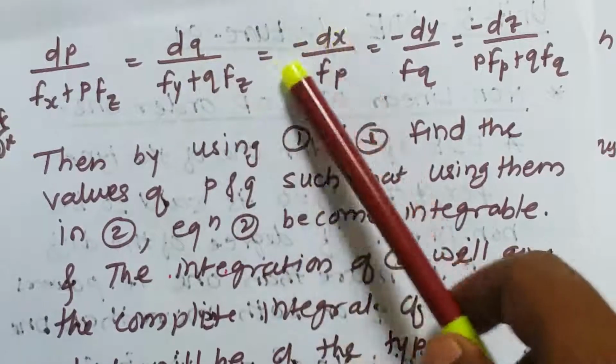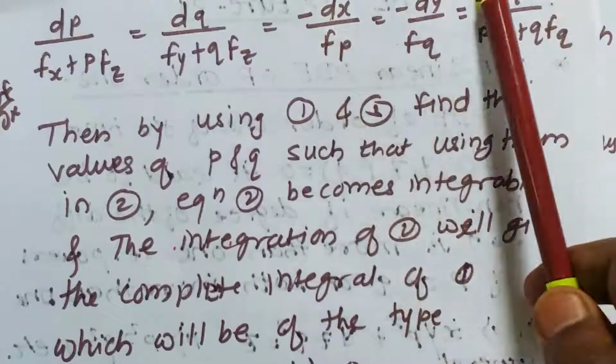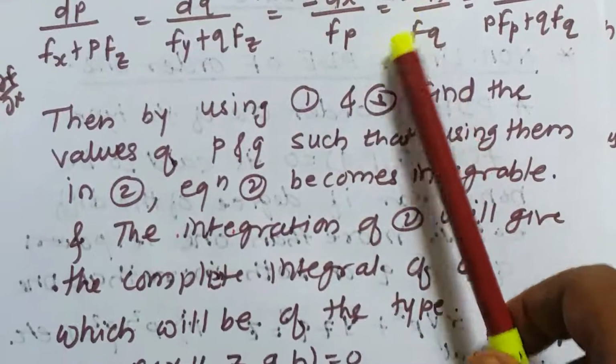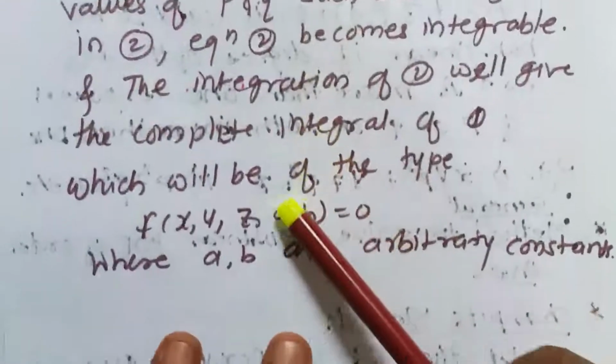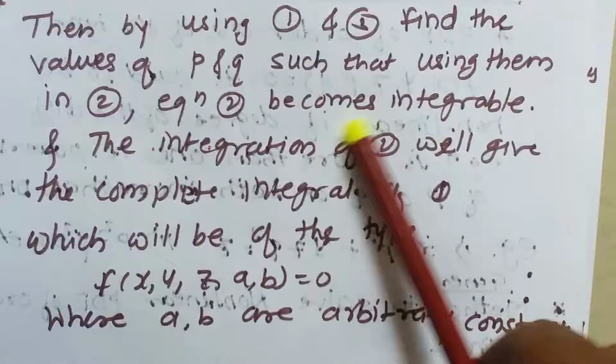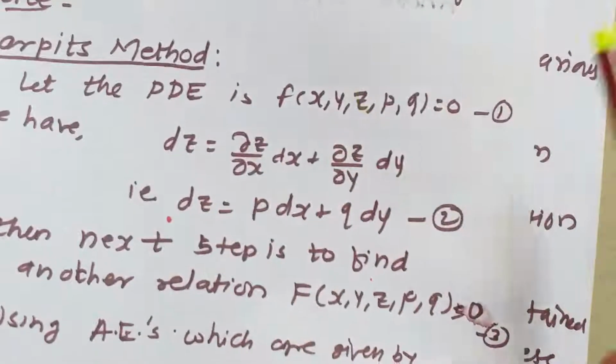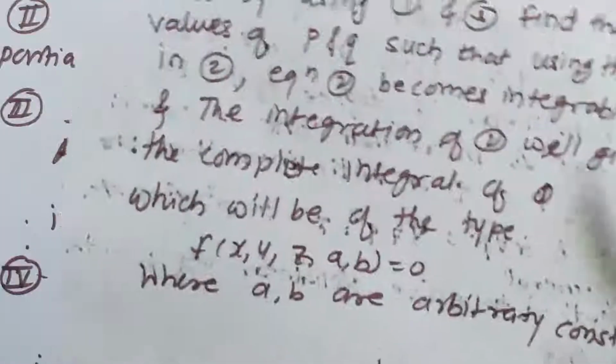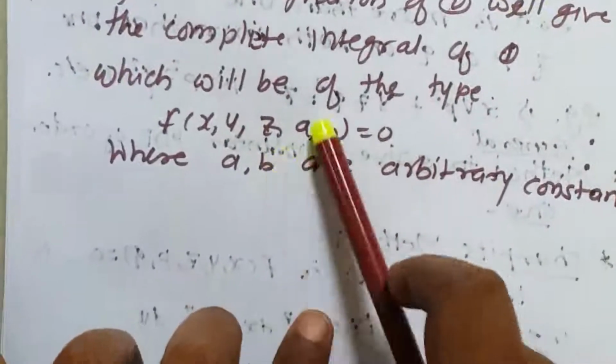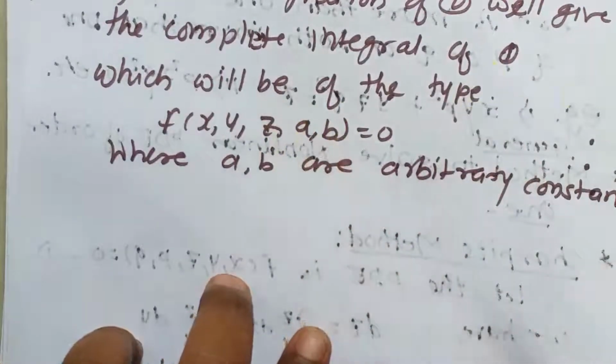So one constant you will obtain, that you can denote by a or c1, doesn't matter. Fine. And while integrating in equation 2, at the end you are going to integrate this equation, so another constant will come. That second constant we are going to denote by small b, and in this way you are going to have two arbitrary constants in the final solution.